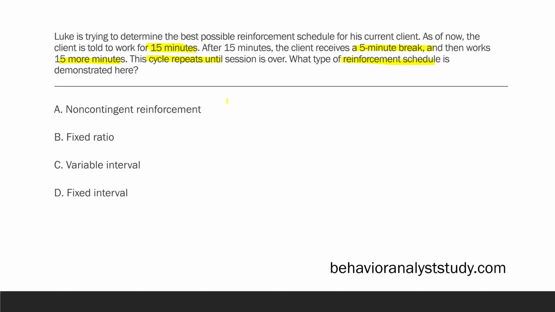So the type of reinforcement schedule we're looking at here is what? A, non-contingent reinforcement. Well, it's not non-contingent, right? Because the client is required to do something to gain reinforcement. So it is contingent. What about B, fixed ratio? It is fixed, right? The cycle repeats, but it's not a ratio schedule. It's an interval schedule. C, variable interval. It is an interval schedule, but it is not variable. It is fixed. So it has to be D. The type of reinforcement schedule demonstrated here is D, fixed interval.